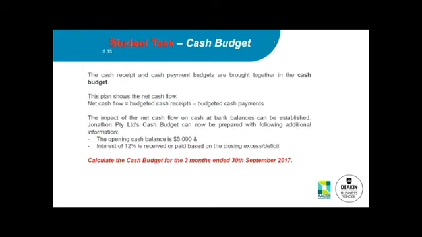So what we need to do next is basically combine these two schedules together. So we had total cash receipts, we now have total cash payments. In addition to that, we know that the opening cash balance is 5,000, and we know that at the end of the period, if you have excess cash, you can earn 12% interest on it. If you have a cash deficit, it's the interest that you have to pay. Okay? So let's go through it together.